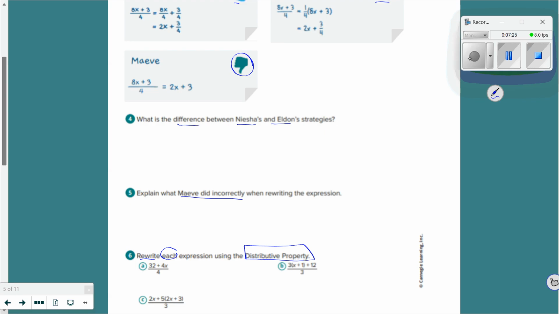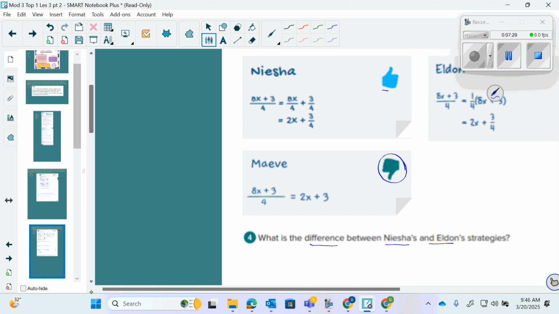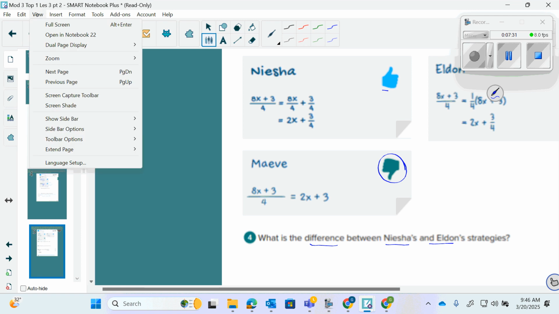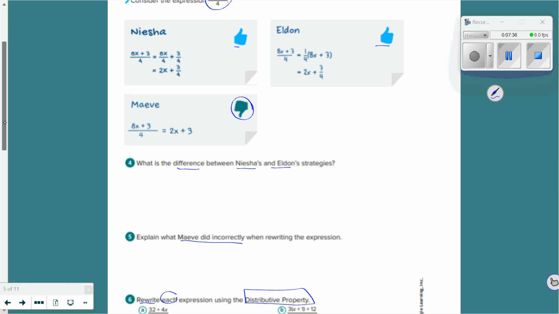What is the difference between Nisha and Eldon's methods? Nisha, she broke it apart and continued to divide it by 4. While Eldon, he switched it around, made it into 1/4 and multiplied it by the same. So Nisha broke it into what? Terms.